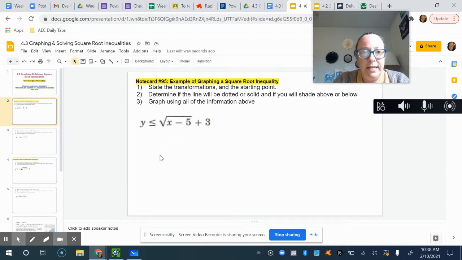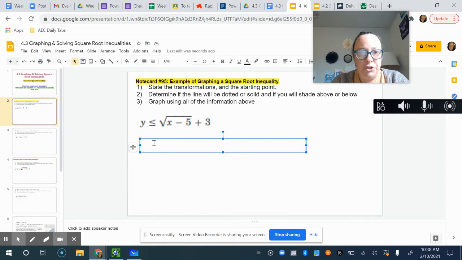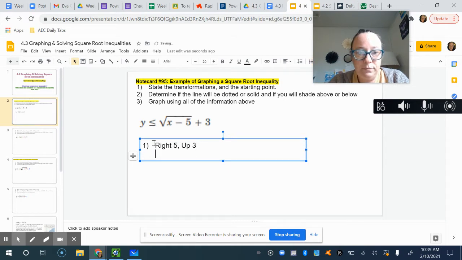All right, so let's state these transformations. Number one, we've got right 5 and we've got up 3. Y'all, this was in section 4.1. We did this. Now, what is our starting point? If we go right 5 and up 3, it would be (5, 3). That would be our starting point.